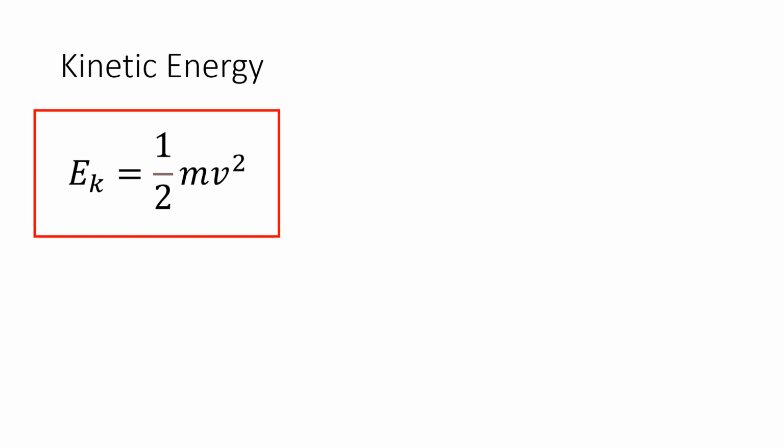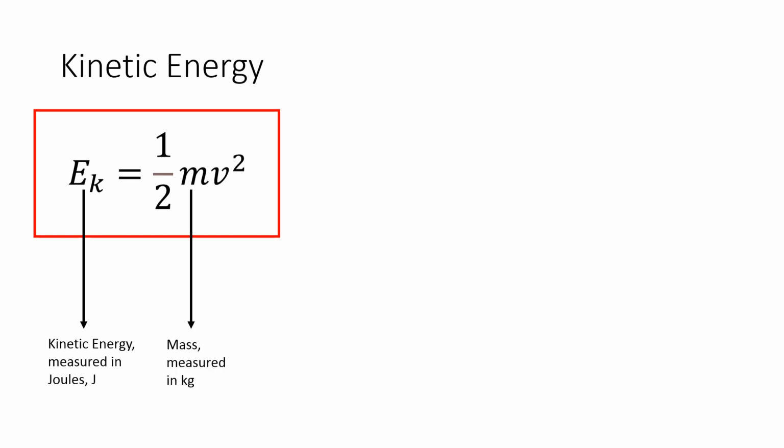So we're going to introduce this by talking about the equation for kinetic energy. As we can see, it's EK equals half mv squared, and we're going to talk about each individual symbol. EK, evidently, is the kinetic energy, and that's always measured in joules. M is the symbol for mass, and that's measured in kilograms. And V is the symbol for speed, and that's measured in meters per second.